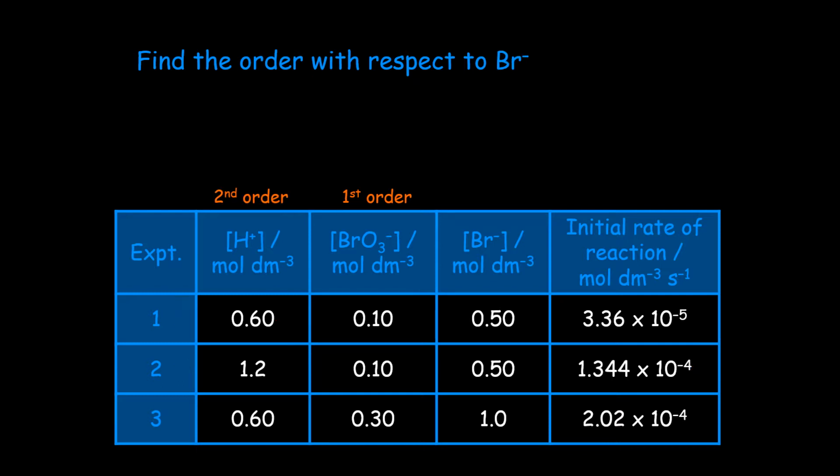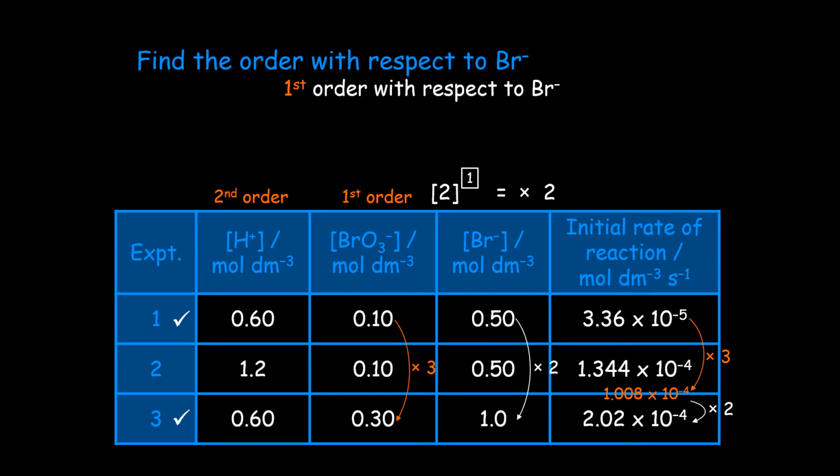Now for the Br-, we're going to look at experiments 1 and 3. Now you can see that the hydrogen ion concentration doesn't change. So we are tripling the BrO3- concentration, and it's first order, so your initial rate should triple, which gives us 1.008 times 10 to the minus 4. Now we're doubling the concentration of Br-, and the rate is doubling, so therefore it's got to be first order.